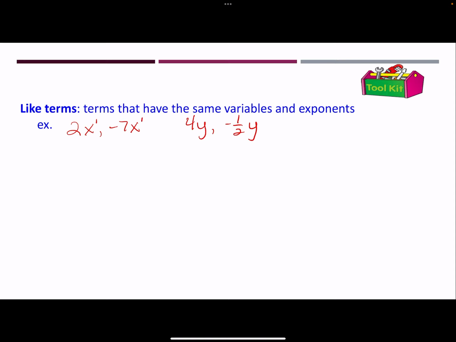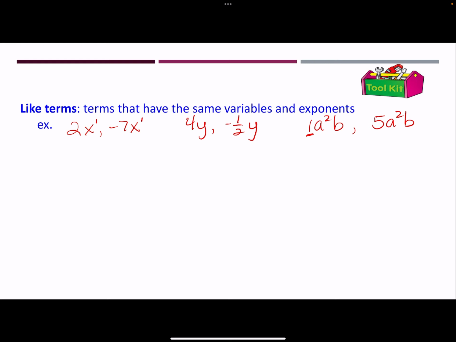Let me give you another one. How about this? A squared b and 5a squared b. Those are like terms because the variables are a squared b. Now the coefficient of my first term here, there's nothing written in front, but really there's an invisible 1. So it's like 1a squared b.